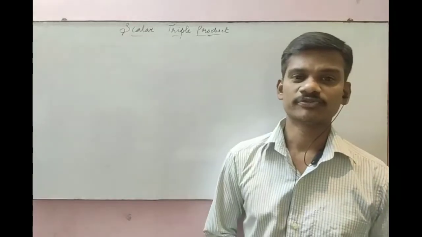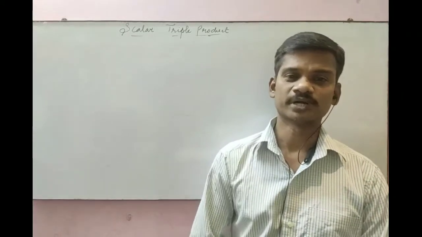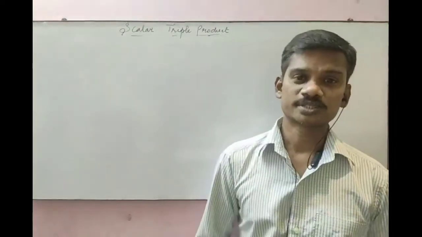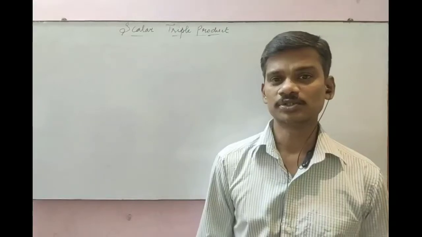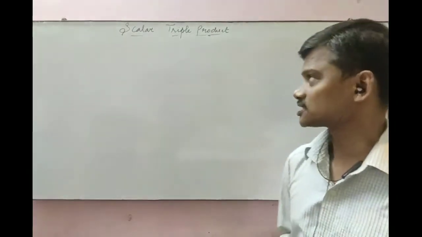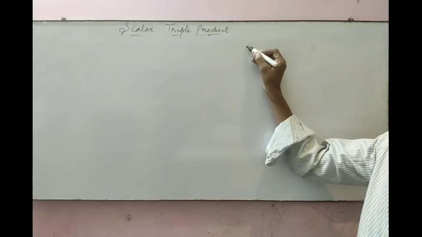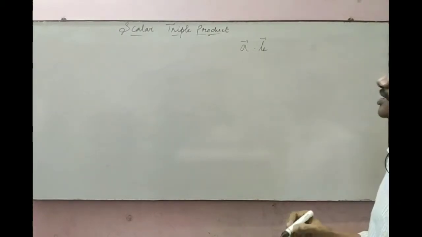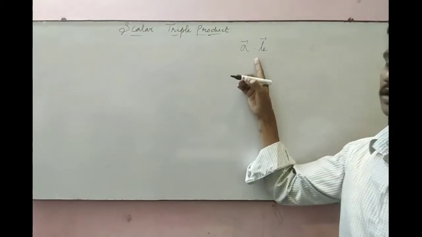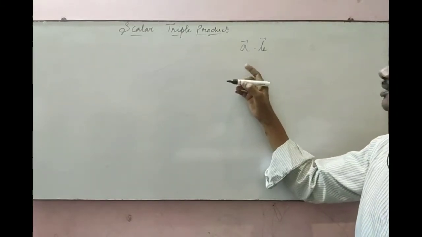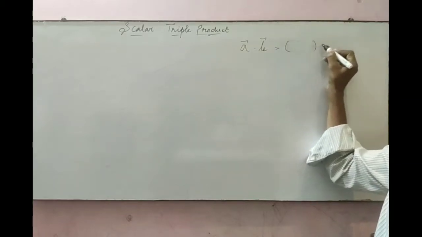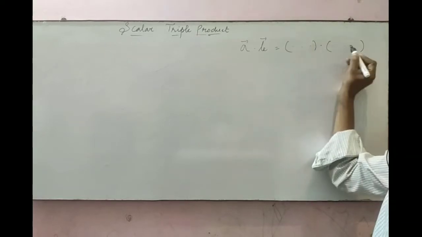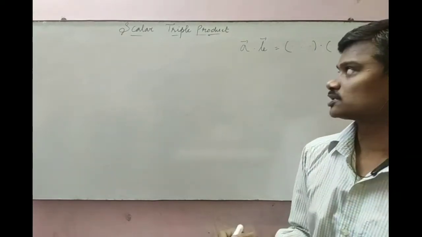On the continuation of application of vector algebra, today's class we are going to learn about scalar triple product. We already learned about the dot product of two vectors. What is meant by the dot product of two vectors? That means A dot B. So we call it dot product of two vectors or scalar product of two vectors. To find this, you just multiply the coordinates of i with i, j with j and k with k.